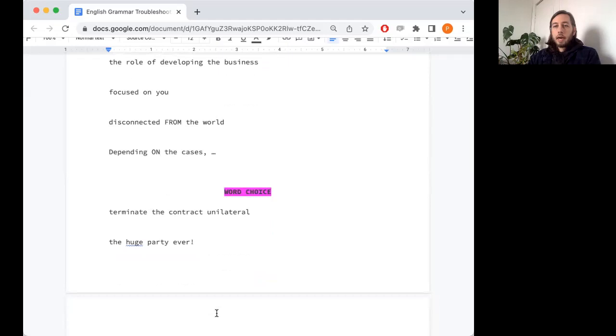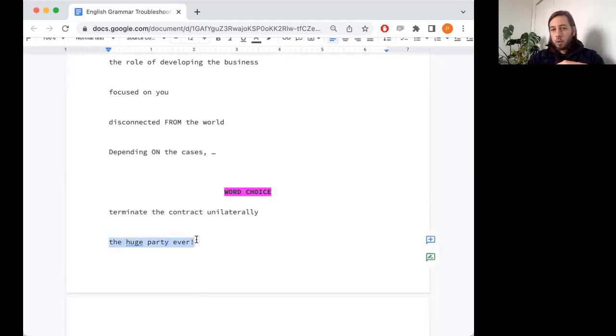So our final category is word choice. Okay, word choice is not typically the worst of your mistakes, because if you're using a word that's the right word, it's just in the wrong form, your listener will usually understand you, but it's not perfectly accurate. For example, this one, terminate the contract. This one needs to be the adverb unilaterally. Terminate the contract unilaterally.